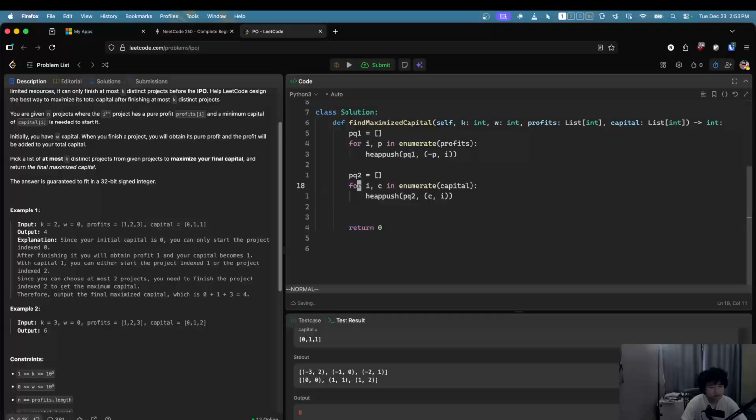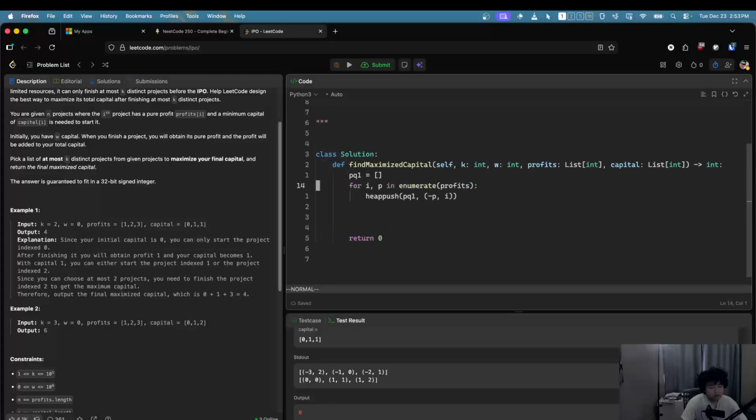Okay, so let me think of another approach. Okay, maybe we could just do this. First we need to order them by capital, right? So for every capital, profits in zip of capital and profits, heap push min with this C and P. Okay, then I can just do this.